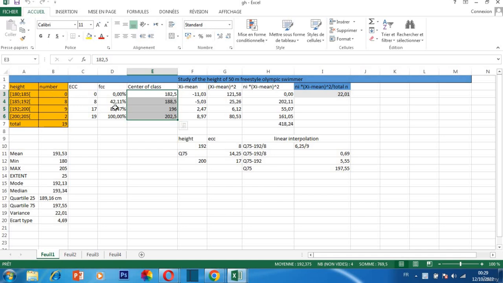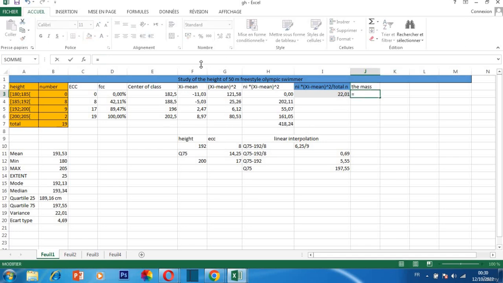The thing we do is to actually calculate what is called the mass. The mass, because we have unequal differences between intervals. So here we have 5, 7, 8, 5. So we calculate what is called the mass of the class. How do we calculate it? It's equal to the center of class multiplied by the number in all these intervals of height.